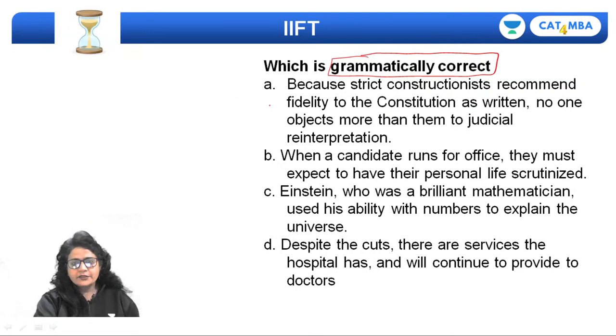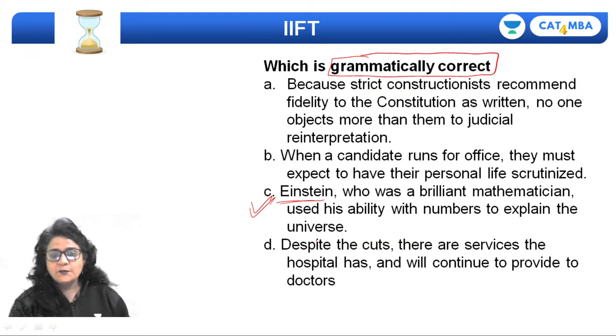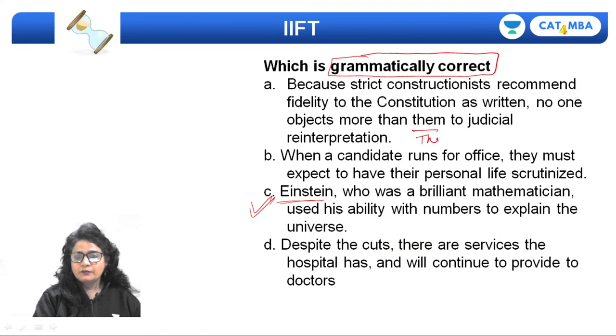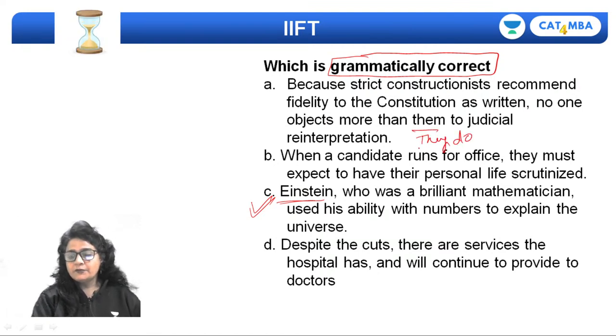Okay, right. So you say C? All right. So the grammatically correct sentence is yes, C. Very good. So who was a brilliant mathematician? Uses ability with numbers to explain the universe. Now let's see what errors are there in these sentences. Okay? The biggest strict constructionist recommend fidelity to the constitution as written. No one objects more than they do to judicial reinterpretation. Right? Them is incorrect.